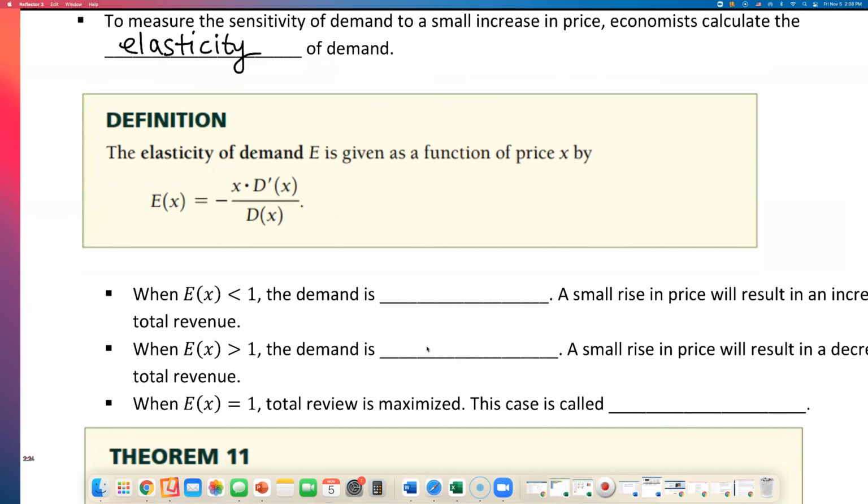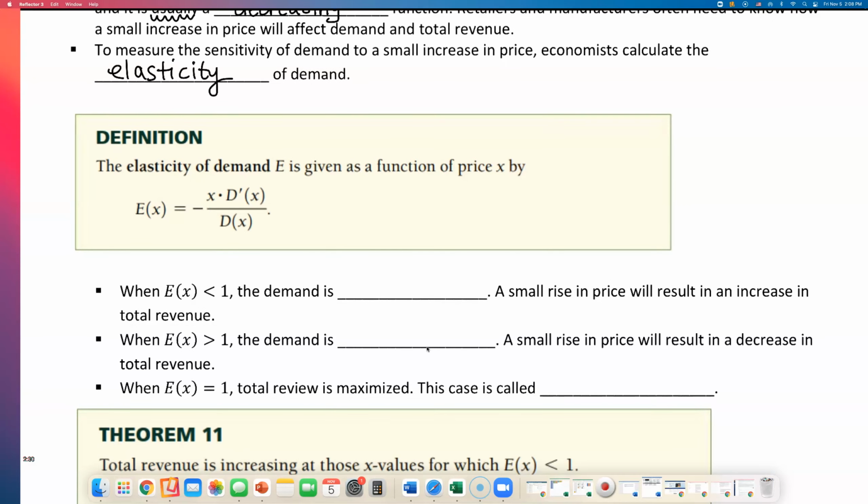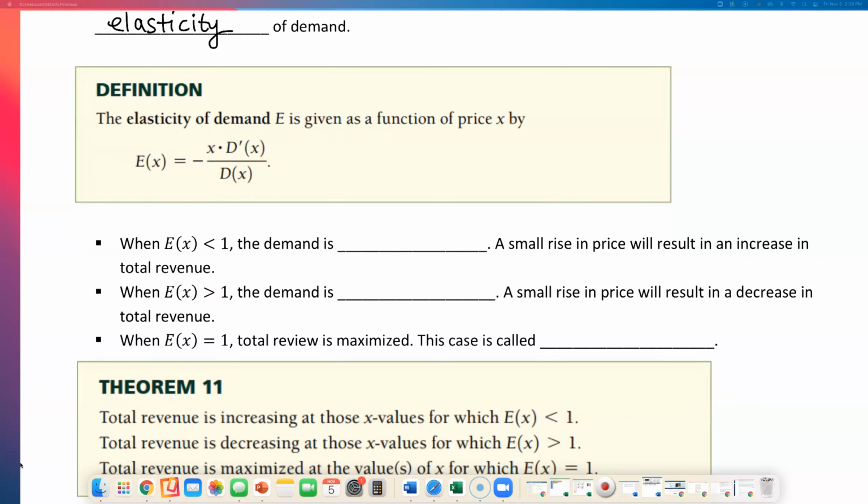After finding this elasticity of demand function, you're going to plug in the number they give you. They will ask, what if the price is $5 or $2? What will happen to the demand if we increase the price a little bit? When the elasticity at x is smaller than 1, we say it is inelastic.